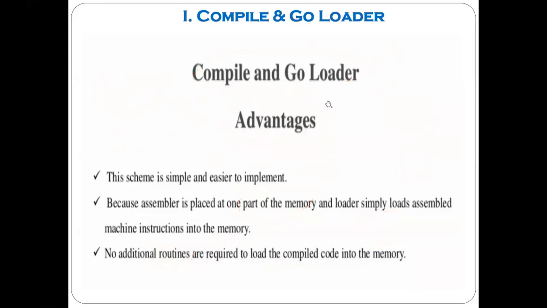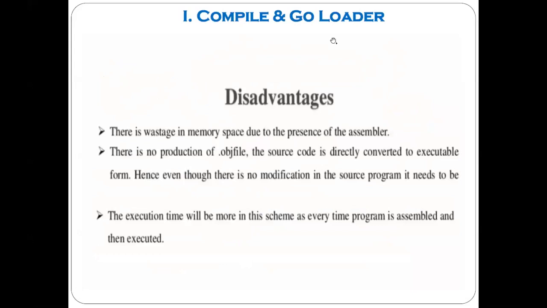Okay, let's see the disadvantages of this. So the disadvantages are what? As we have shown in the figure, the assembler itself is part of the memory. Because of that, there is a wastage of memory space due to the presence of the assembler in the main memory. That is the main disadvantage of this compile and go loader.